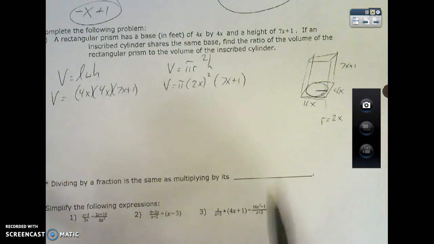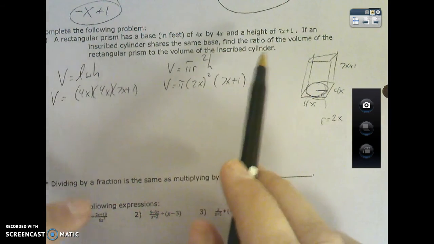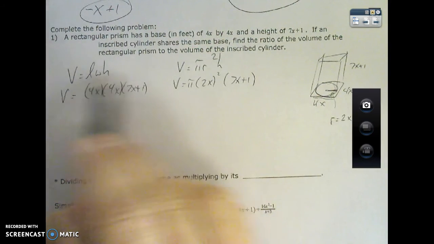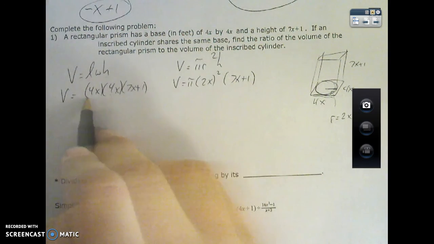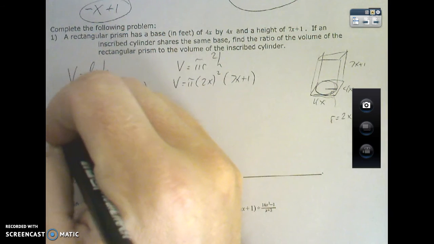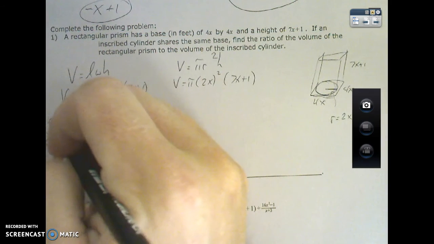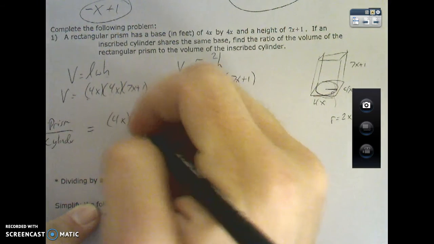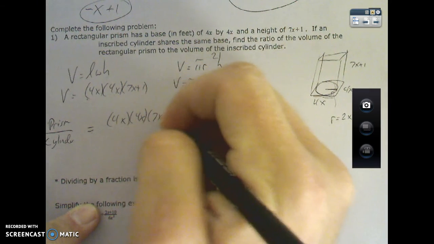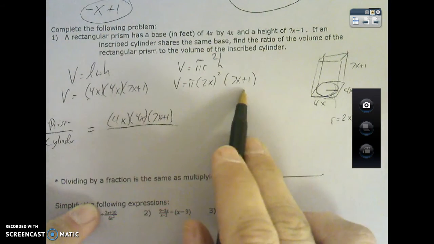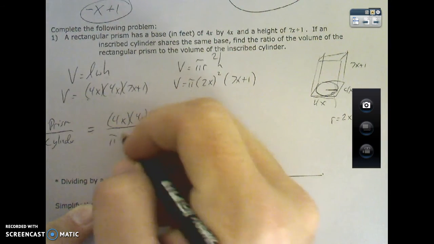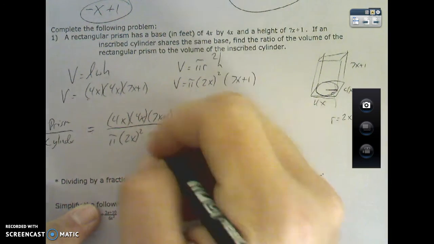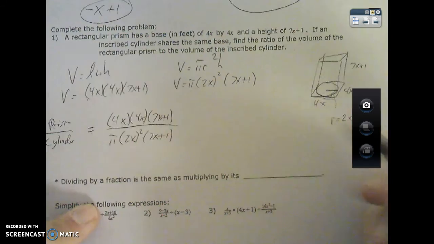Well, this might seem like a crazy problem, but they're asking for the ratio of the volume of the rectangular prism to the volume of the inscribed cylinder. Ratios, you put something over top of something else. So I'm putting this prism over the cylinder. I'm going to put 4x times 4x times 7x plus 1 divided by all this: pi, let's see here, 2x squared times 7x plus 1.